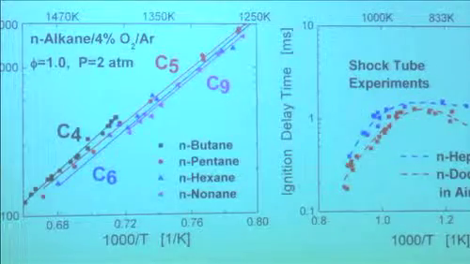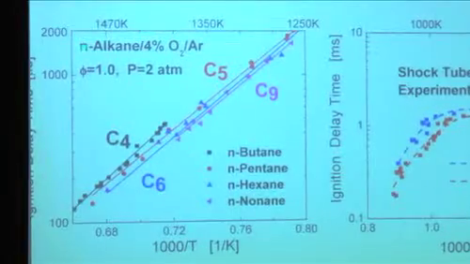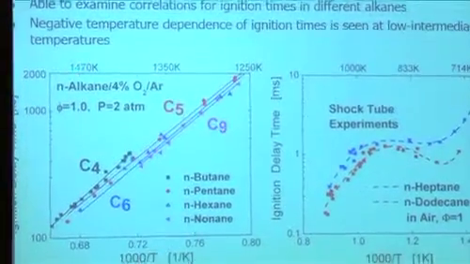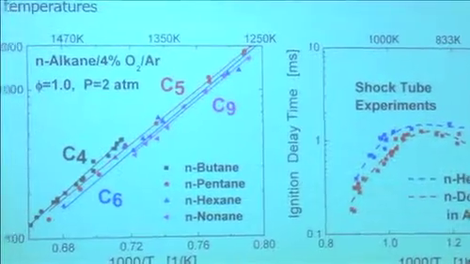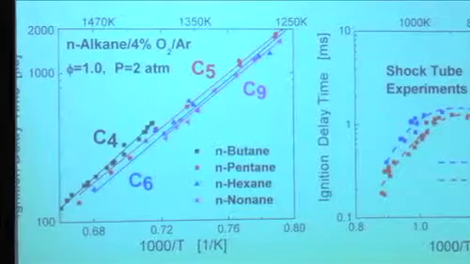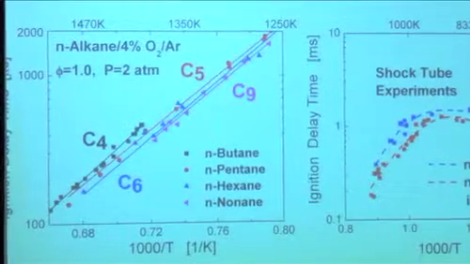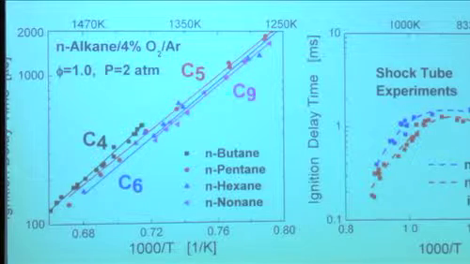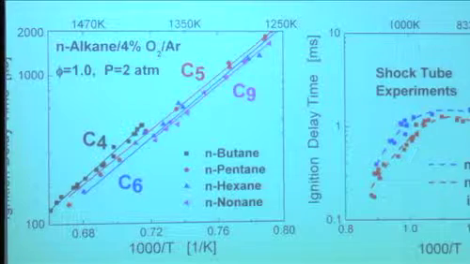And so that leads to questions like, how does the ignition delay time vary for different alkanes? So if you had 4% oxygen in argon at 2 atmospheres, equivalence ratio of 1, and you vary the alkanes from C4, that would be butane, up to C9, how does the ignition delay time vary between 1250 Kelvin and 1500? That's called the high temperature regime. And what we can see, the student worked hard at this, is that as the hydrocarbon molecule becomes larger from C4 to C9, there's a very slight reduction in the ignition delay time.